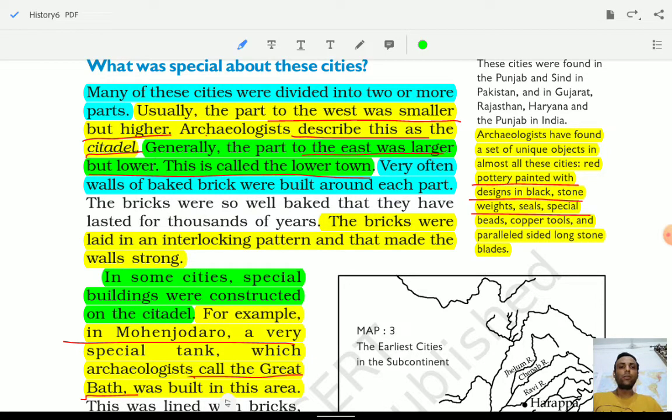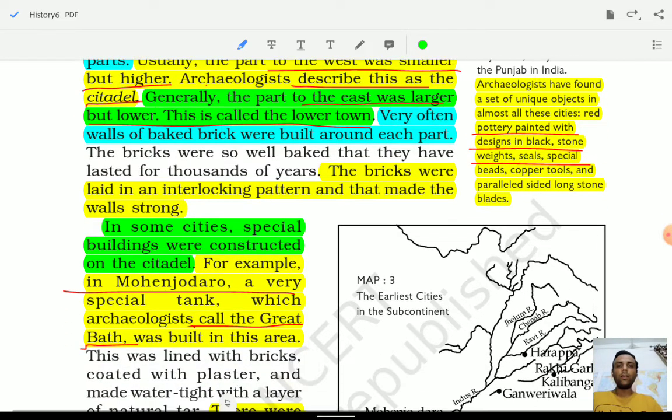So keep this in mind, what type of pottery has been found, red and black, right? And what type of different things like seals were there. And stone weights were there. So they understood that measurement units were there according to their understanding, right? And copper tools were also found, so they must have used them for different purposes, probably for agriculture or for doing different tasks. Okay, let us understand different things as well.